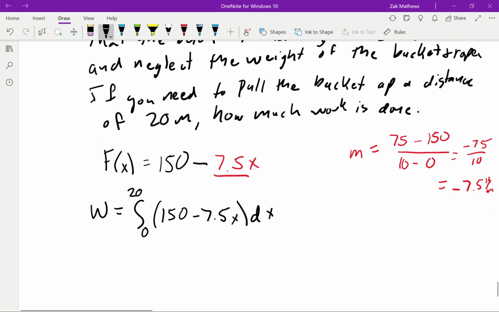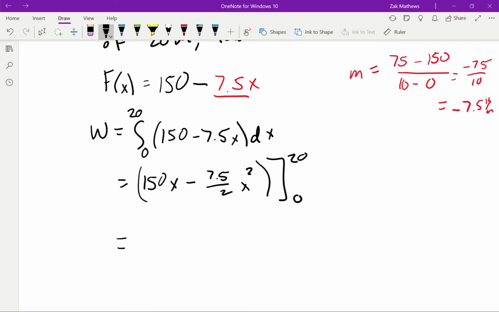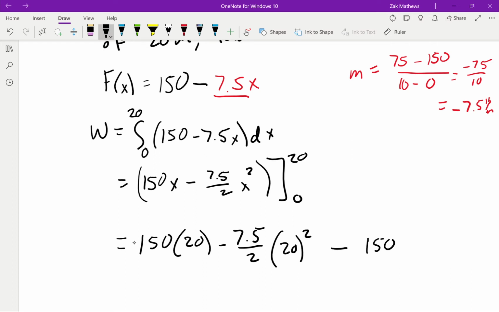So let's go ahead and integrate this. 150x minus 7.5 over 2, which has a messy decimal within a fraction, but we'll figure that out in a second, 7.5 over 2 x squared, and we're integrating from 0 to 20. 150 times 20 minus 7.5 over 2 times 20 squared, minus, well, we'd have 150 times 0 minus 7.5 over 2 times 0. That's just all going to zero out.